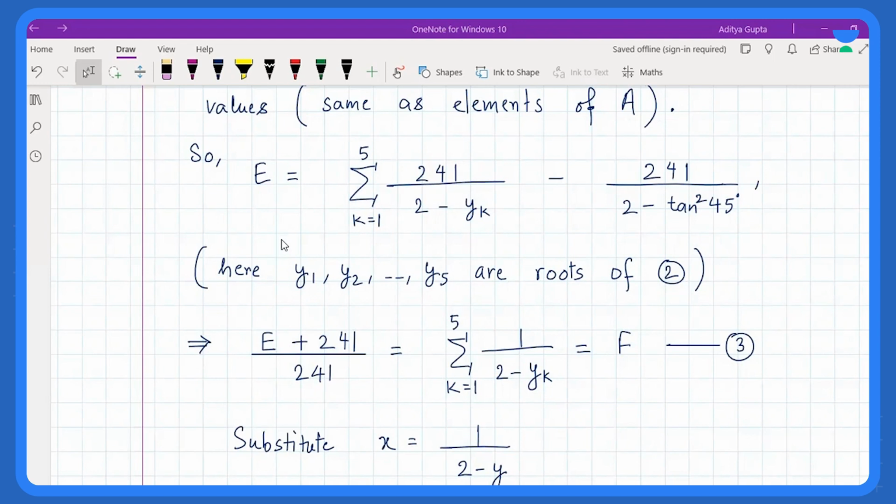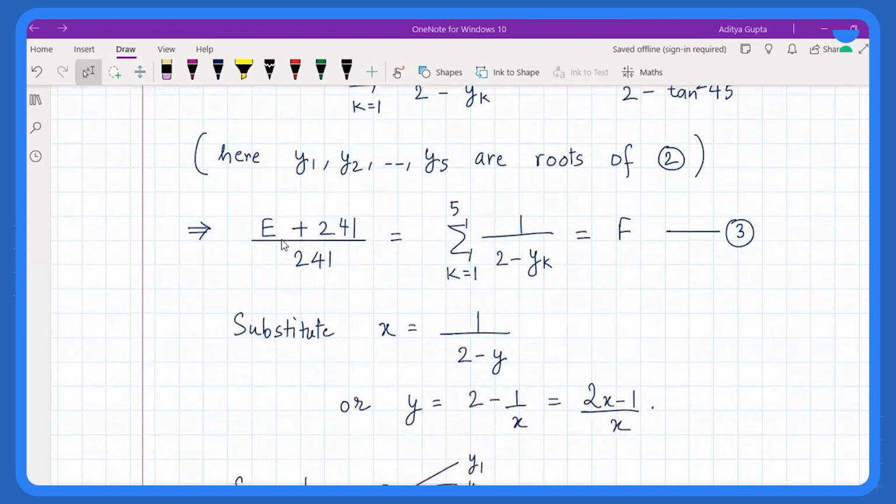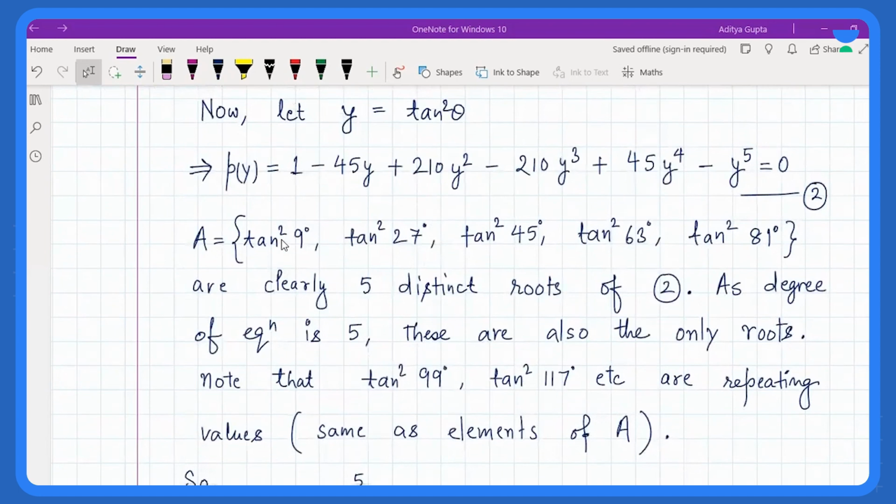Because right now, if I wish to calculate this sum directly using sum taken one at a time, taken two at a time, it might be a little bit lengthier and a little bit difficult to calculate, because we'll have to calculate so many LCMs, etc., right? So what we are doing is we are substituting x equals 1 upon 2 minus y in the original equation number 2.